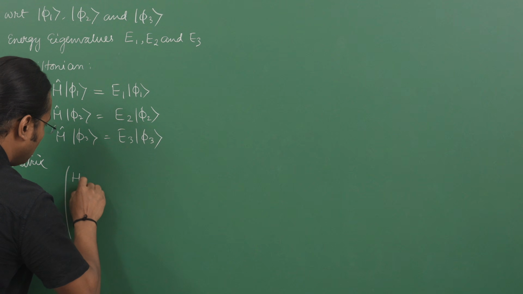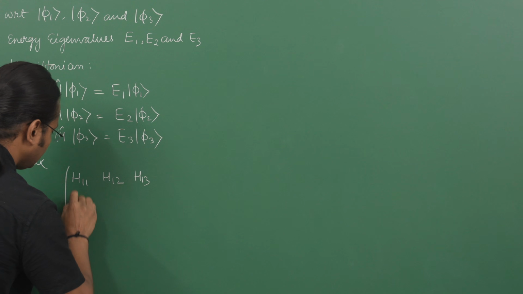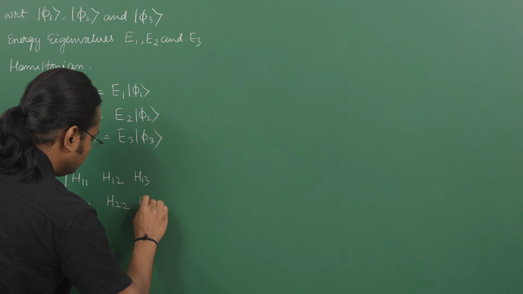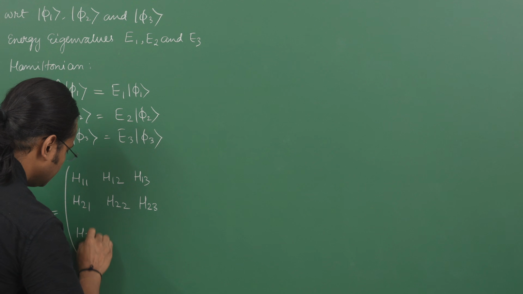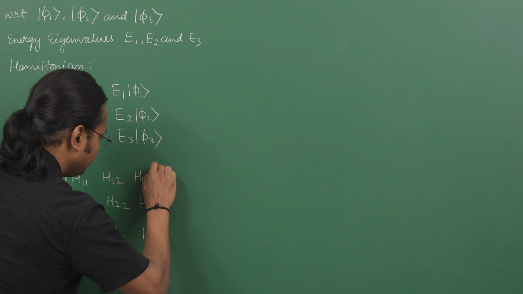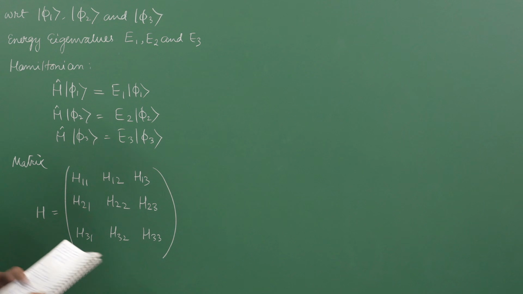We have H11, H12, H21, H22, H23, H31, H32, H33, right? Now, how do we obtain these terms?